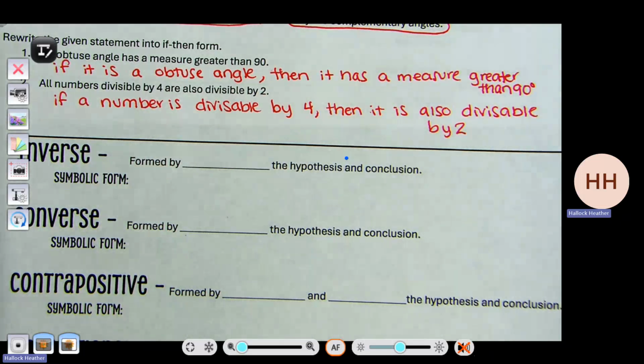So once you have your conditional, usually your conditional is given to you. So whatever I said, if I say, if the hurricane comes, then school is canceled, that's my conditional statement. Then what they're going to ask you to do is have the inverse, the converse, or the contrapositive of the statement.